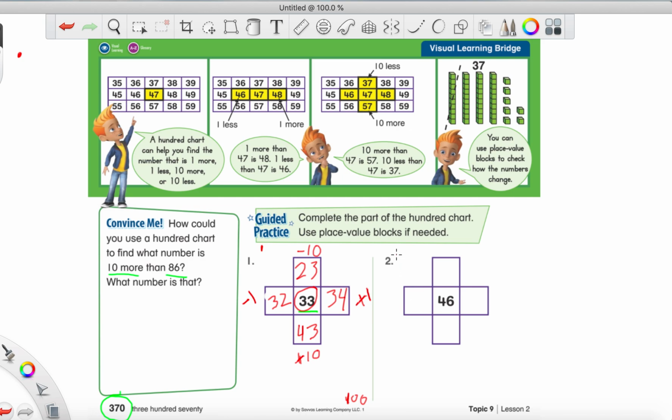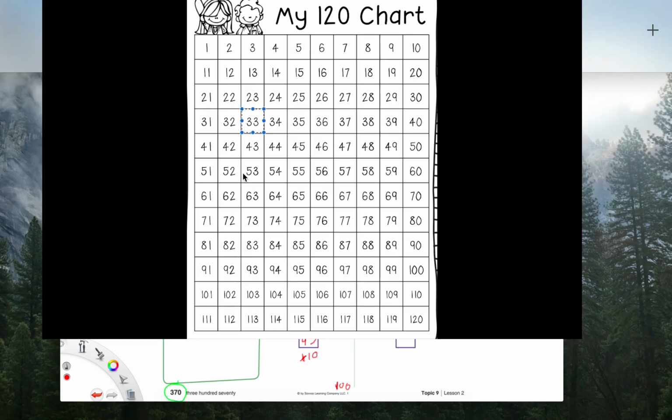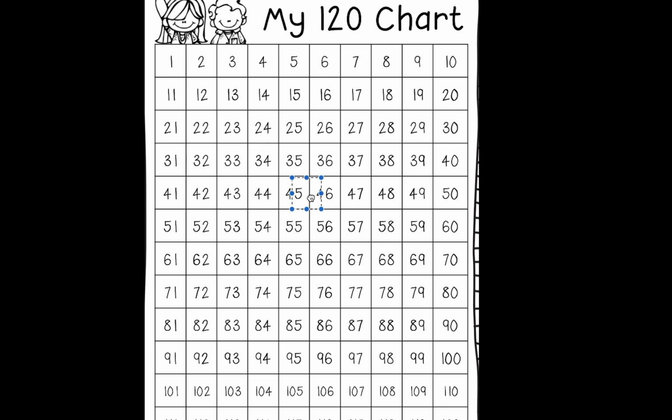All right, so I would love it if you would try number 2 on your own. And just in case you don't have your own 100 chart, I will have one on the screen for a few moments. So the number we are looking for is the number 46 on our 100 chart. I will highlight it on mine just in case you don't have a 100 chart of your own. All right, so here we go. Number 46. There it is. Okay, now you can go ahead and use this 100 chart on the screen if you need to show 1 more, 1 less, 10 more, and 10 less for number 2.